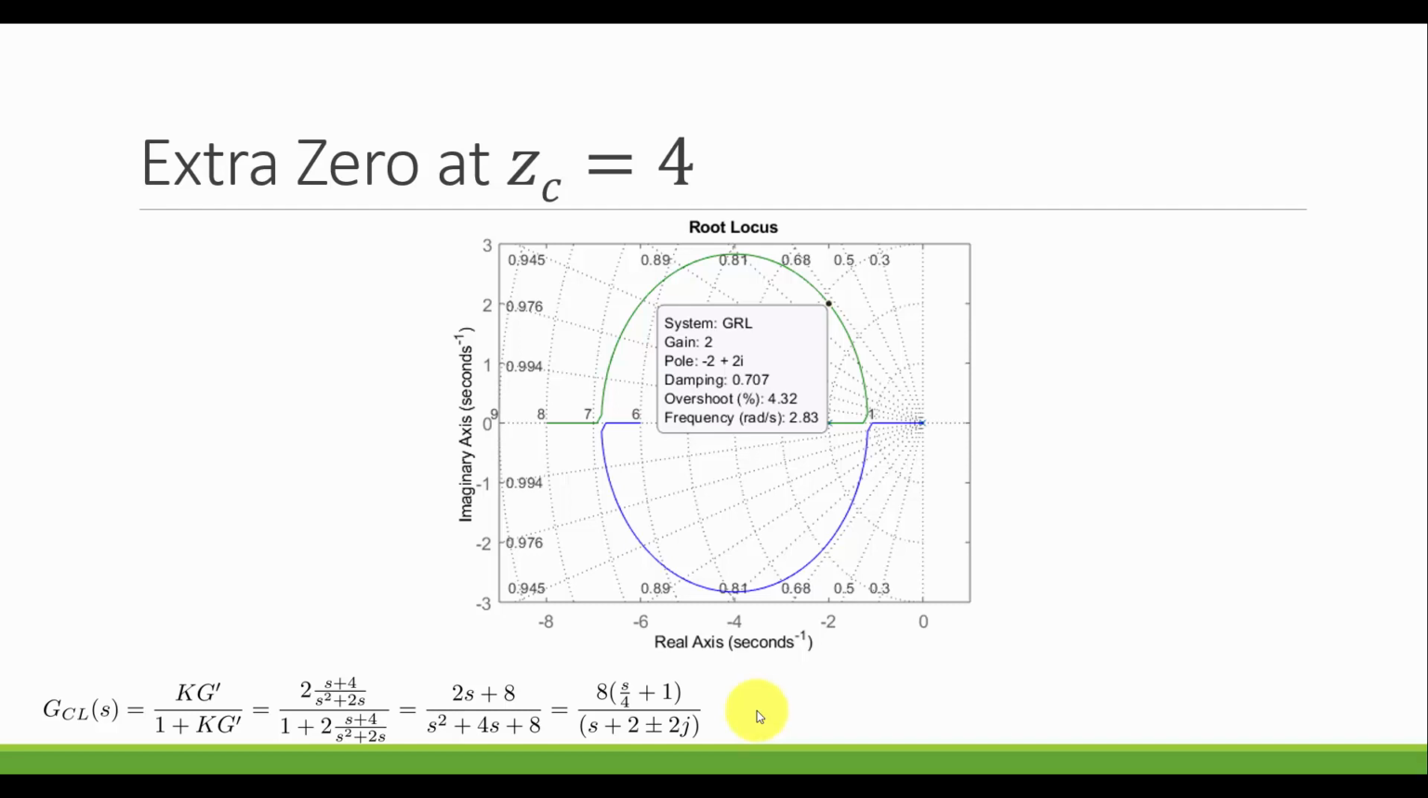And if we look at the numerator, we do have a 0 in the numerator. So it's a second order system, but it does have this extra 0. And I factored it out the way we were doing before when we were looking at extra poles, extra zeros. So we do have an extra 0 at -4.